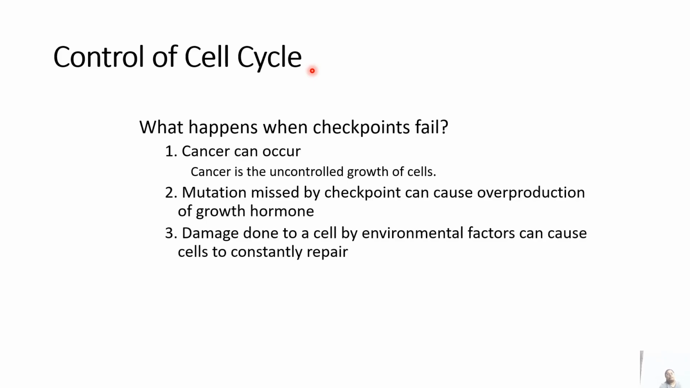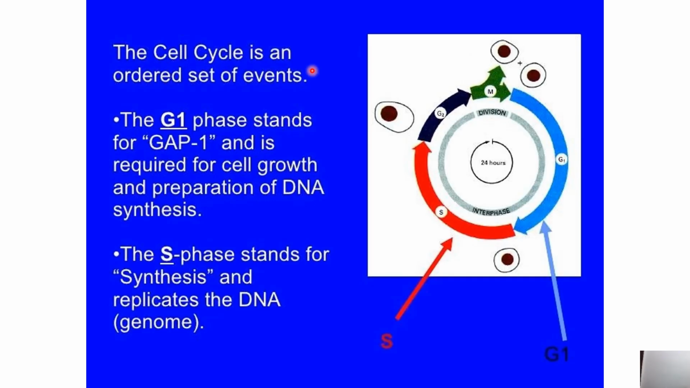So what happens when all checkpoints fail? That is a good question. It can lead to cancer. Cancer is the uncontrolled growth of cells. A mutation missed by a checkpoint can cause overproduction of growth hormone, and damage done to a cell by environmental factors can cause cells to constantly repair. So the cell cycle is an ordered set of events that we have already discussed.